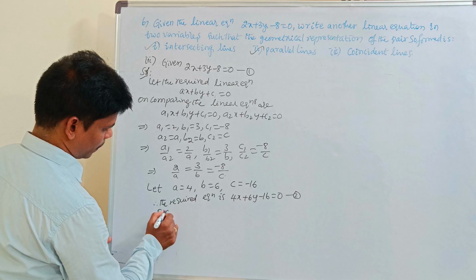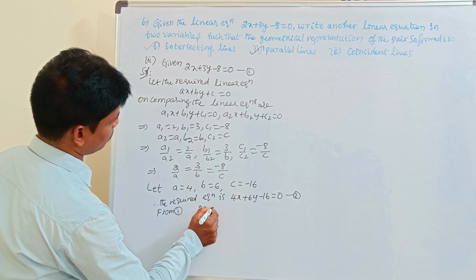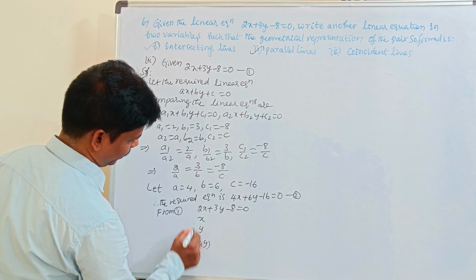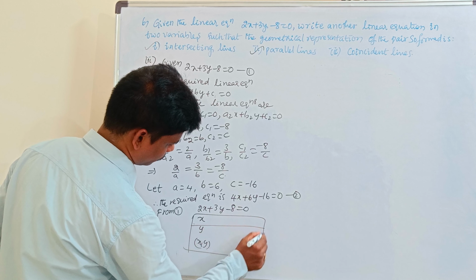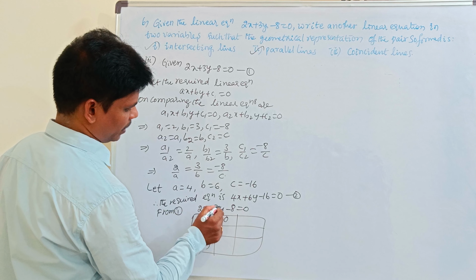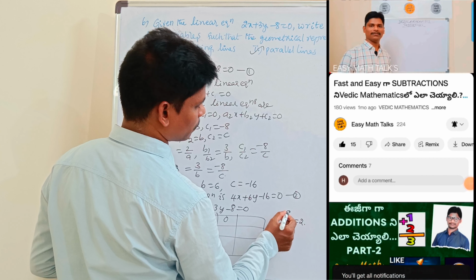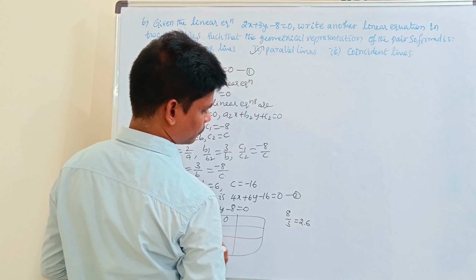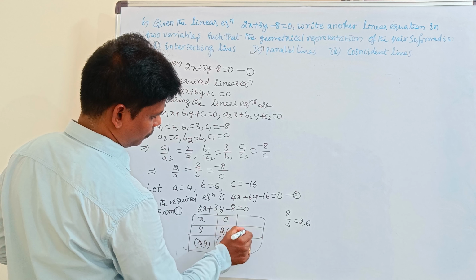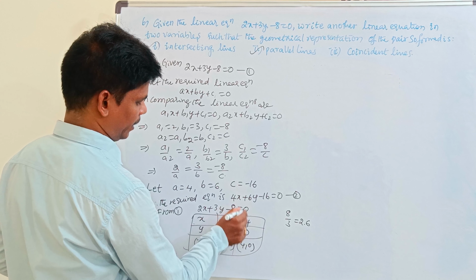From 1, that means 2x plus 3y minus 8 equal to 0. Take the solutions x, y. Suppose x equal to 0. So x 0 means y is equal to 8 by 3. 3 twos are 6, 3 sixes are 18. So this is 0 comma 2.6. Suppose y 0, this is 4. So 4 comma 0, 8 by 2 is 4.